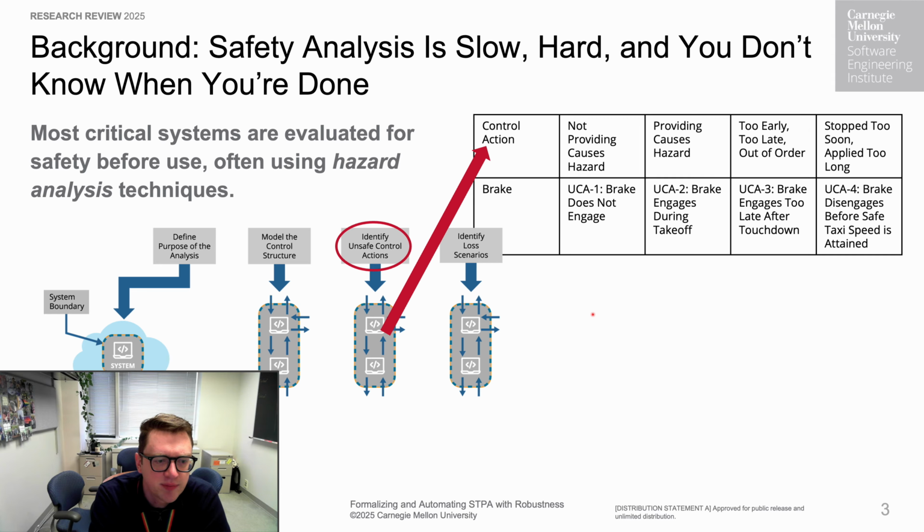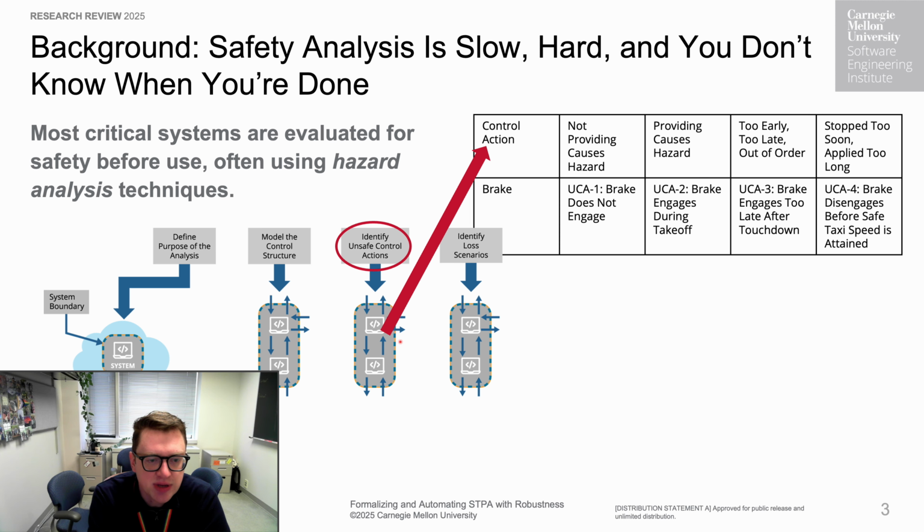So to make this all a little bit more concrete, let's talk about the brakes on an airplane's wheel. So your airplane's on the ground, you're rolling either for takeoff or for landing, and the pilot has the ability to apply the brakes to that wheel. So the control action, one control action, of course, would just be to apply the brakes, to hit the brake pedal.